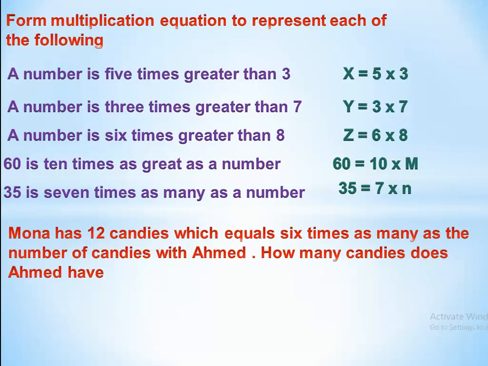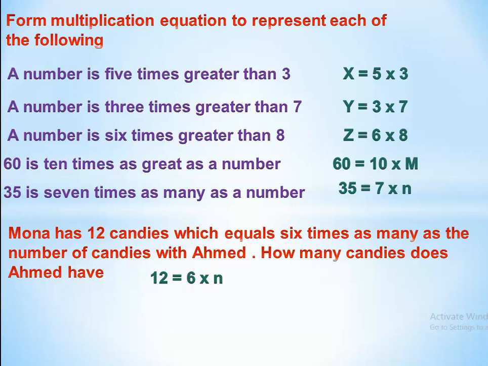Mona has 12 candies, which equals 6 times as many as the number of candies with Ahmed. How many candies does Ahmed have? Okay, let's represent it by an equation. 12 candies equals 6 times a number. 12 equals 6 times a number.